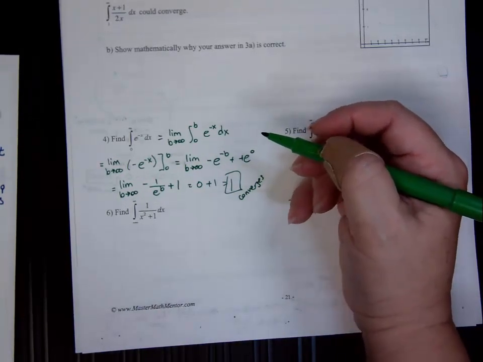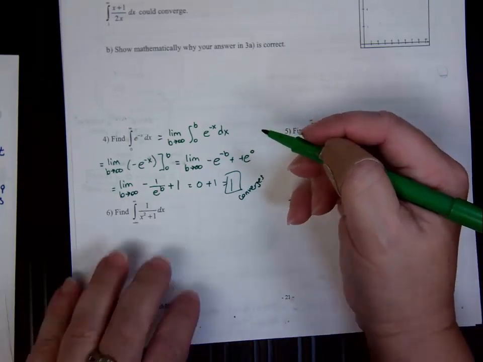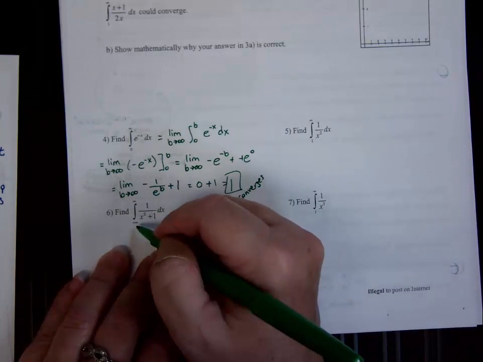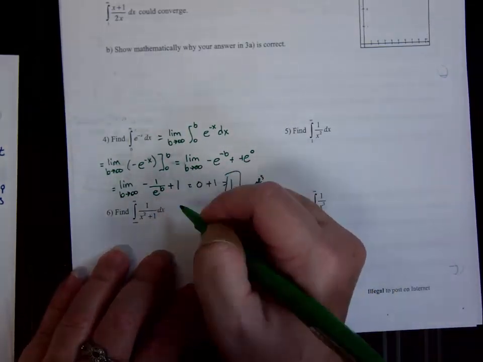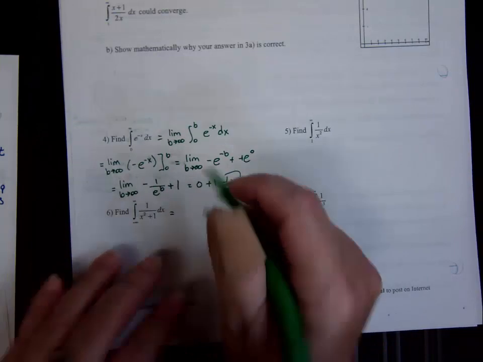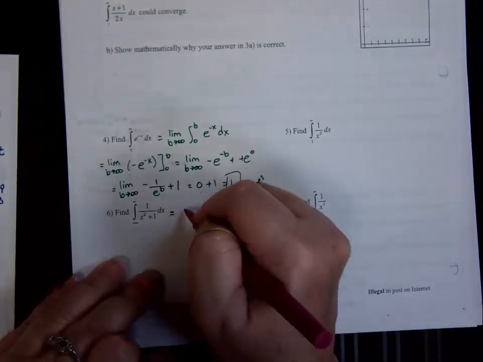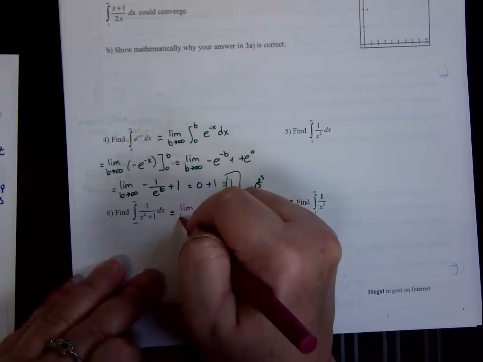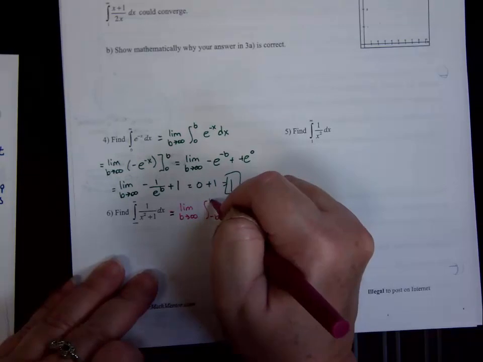We're going to do one more together, and then you're going to try one, and then we're going to be done for today. Take a look at this function right here. It goes from negative infinity to positive infinity. That's a little weird. So we're going to do the limit, and we're going to just pick a letter this time. B approaches infinity from negative b to positive b.